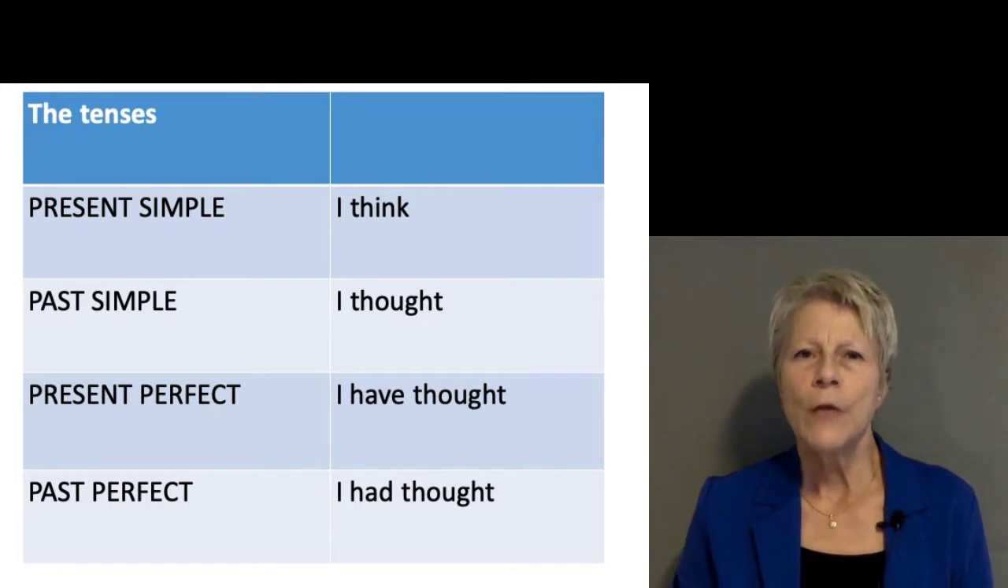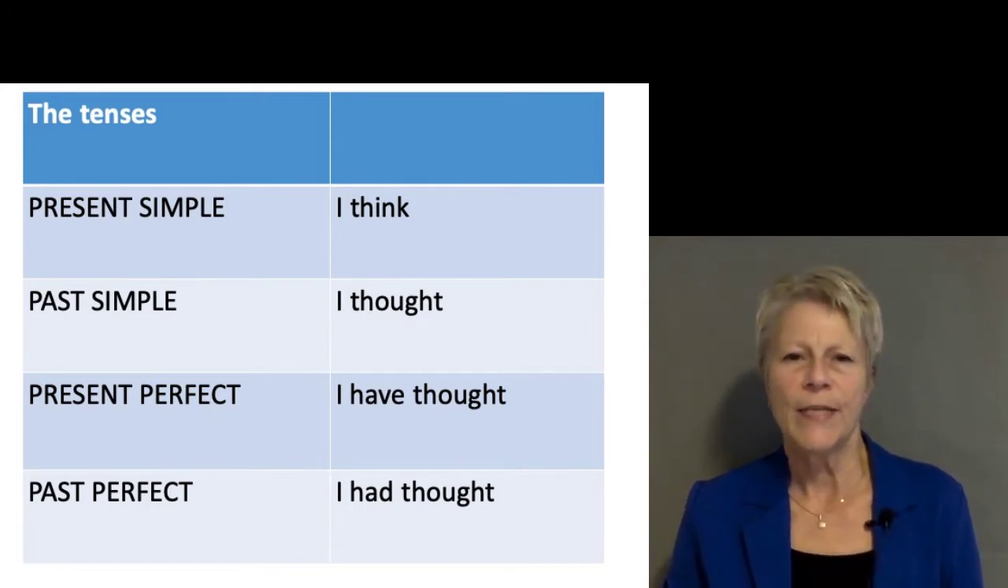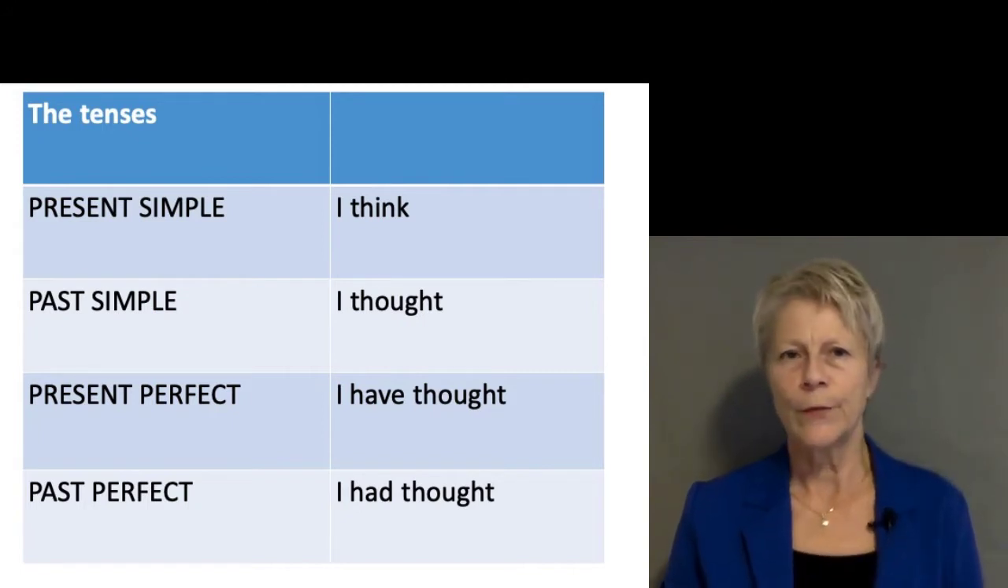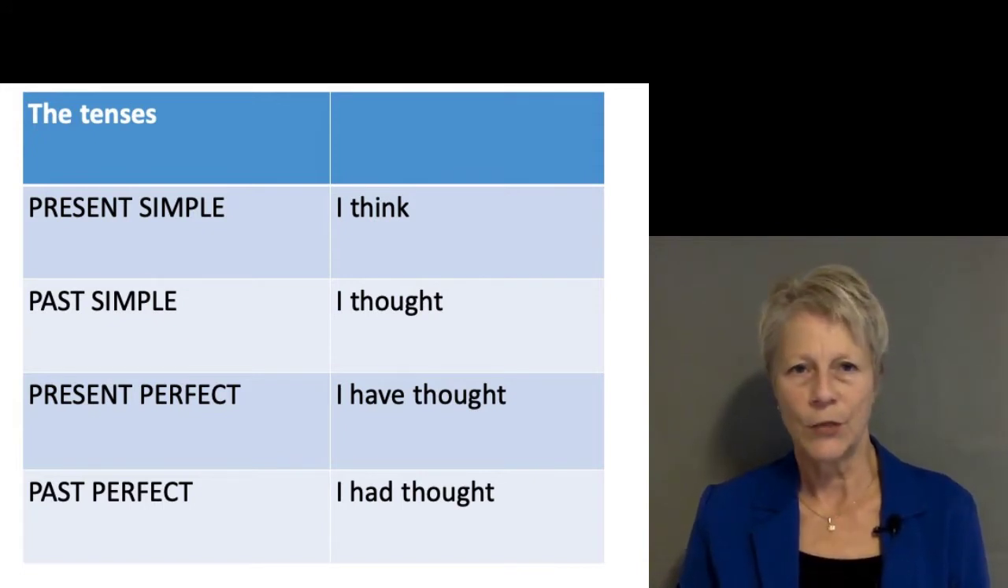This slide gives a quick overview of the basic verb tenses. Note that the simple tenses are those without an auxiliary verb, such as to have. The perfect tenses do have an auxiliary verb.